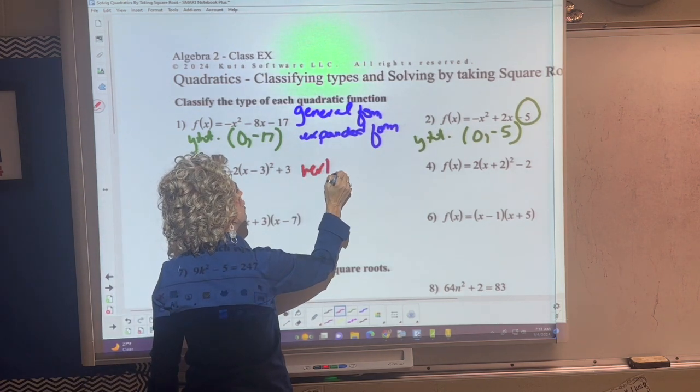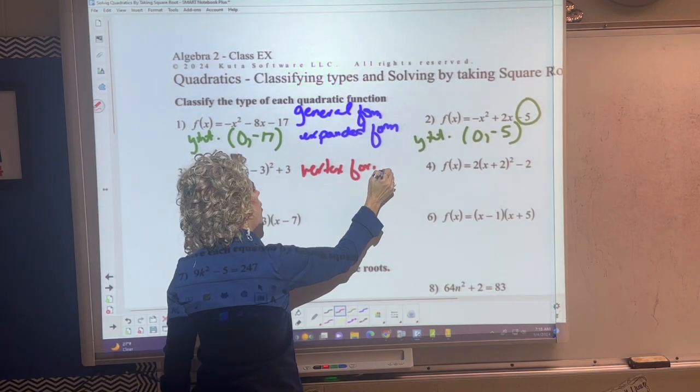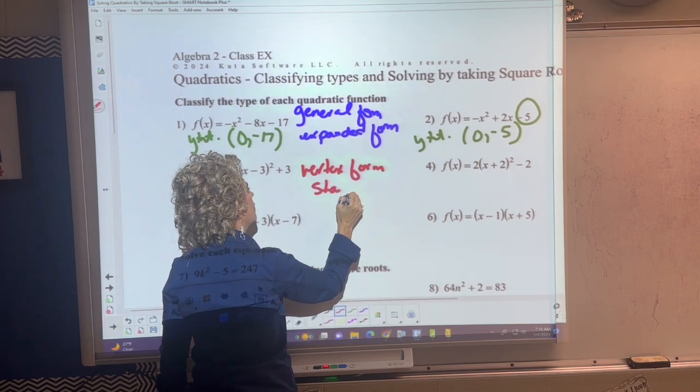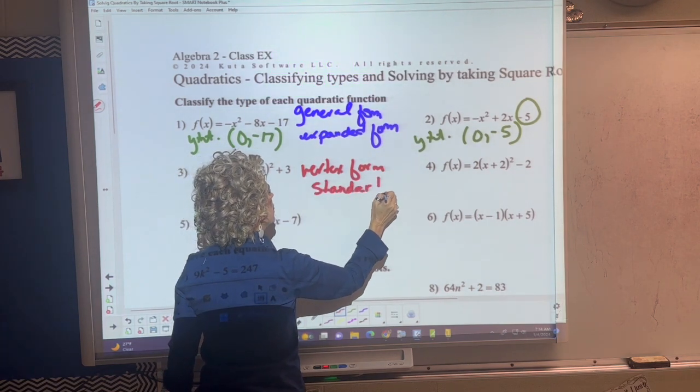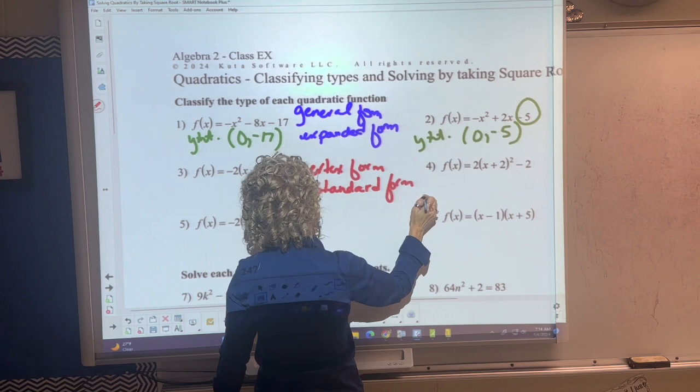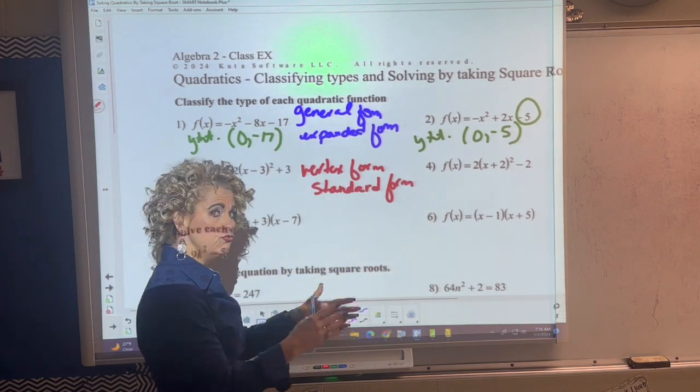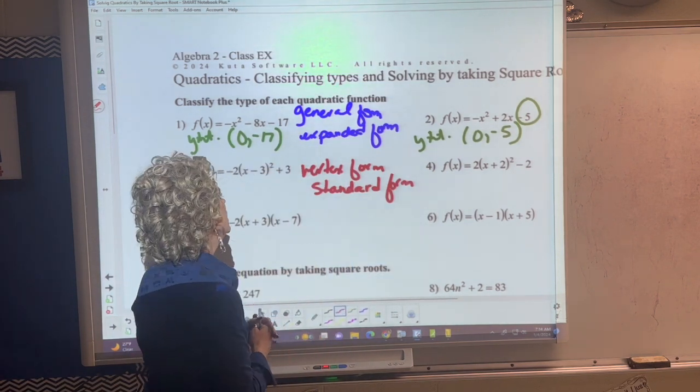This is our vertex form, which is also referred to as standard form. We are going to discuss both forms. Don't put one or the other. Let me know you know it's both, okay?